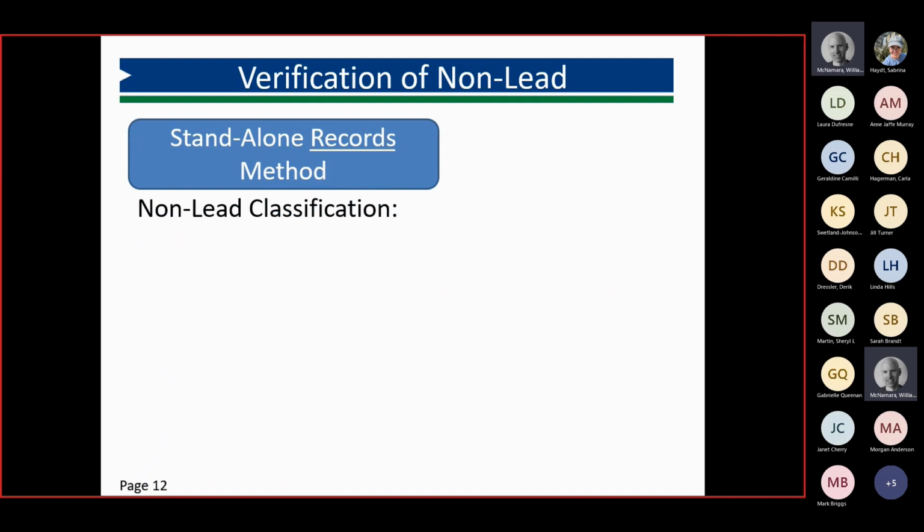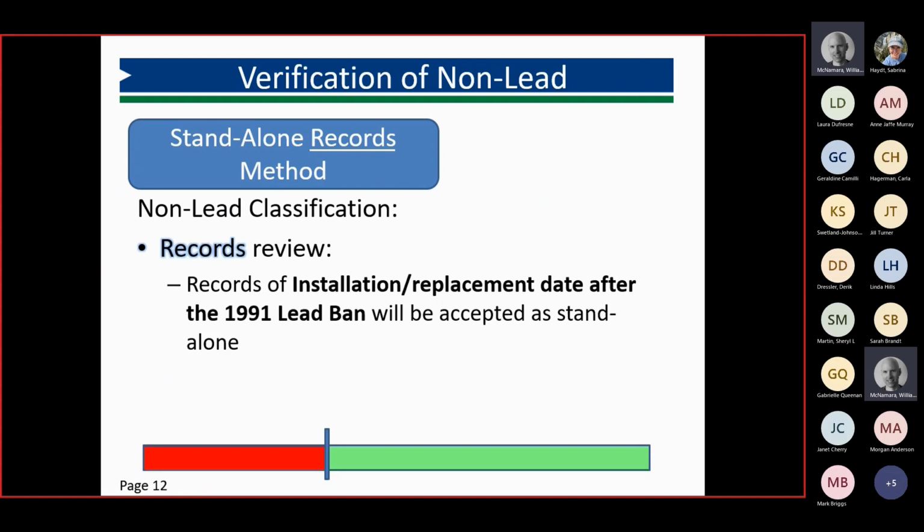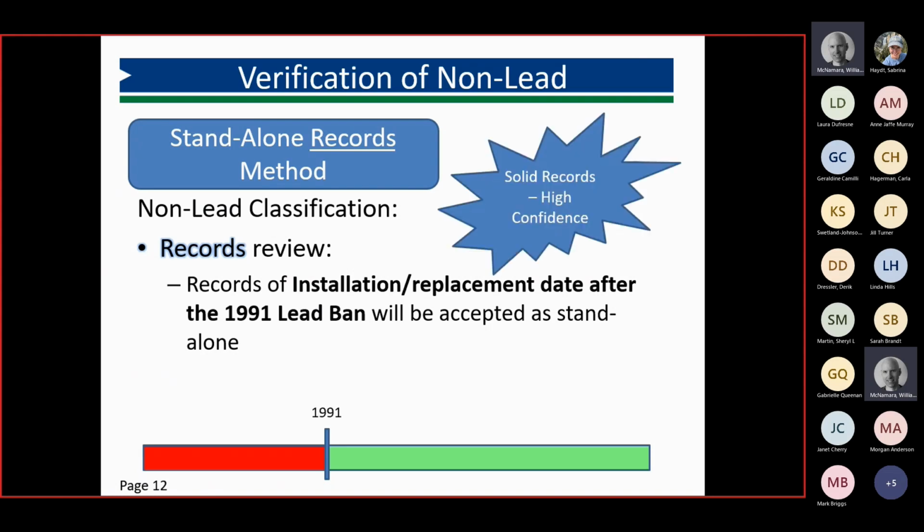First, the standalone records method. Records alone can be enough to verify what that pipe material is. That would be if they do a records review and it shows that the installation or replacement was done after the 1991 lead ban. Because then those records, showing it was after that lead ban, can be sufficient as all the evidence you need. This is where high confidence in records comes in, not low confidence in those records.